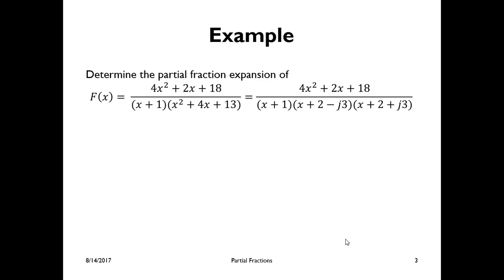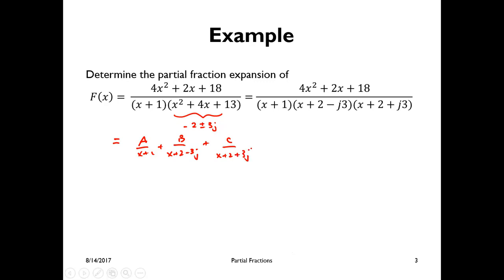Let's take a look at an example. We want to determine the partial fraction expansion for the following rational function. Now the quadratic factor here, x squared plus 4x plus 13, has complex roots x equal to minus 2 plus or minus 3j. As a result, we can factor x squared plus 4x plus 13 into x plus 2 minus 3j times x plus 2 plus 3j. So our partial fraction expansion for f of x will simply be a over x plus 1 plus b over x plus 2 minus 3j plus c over x plus 2 plus 3j.